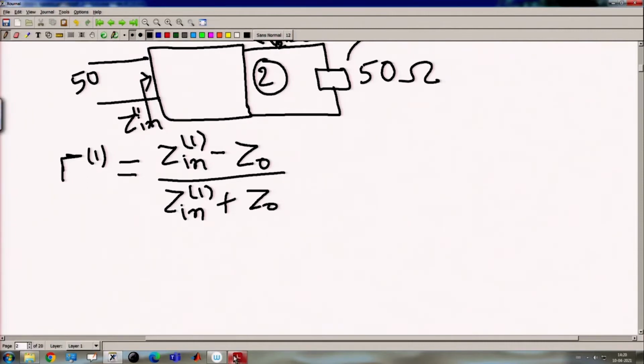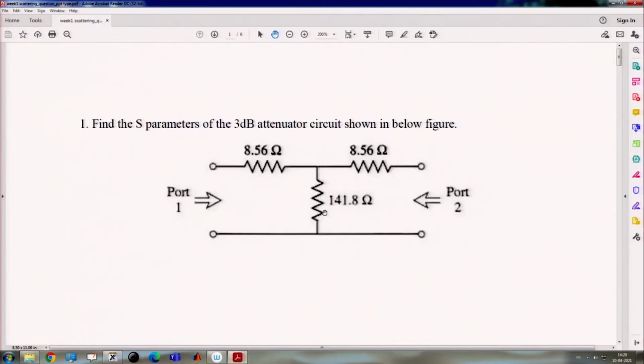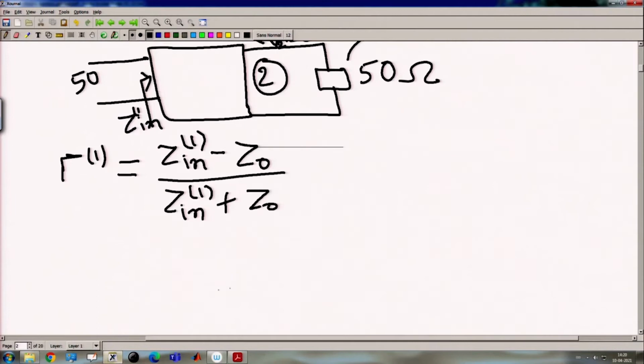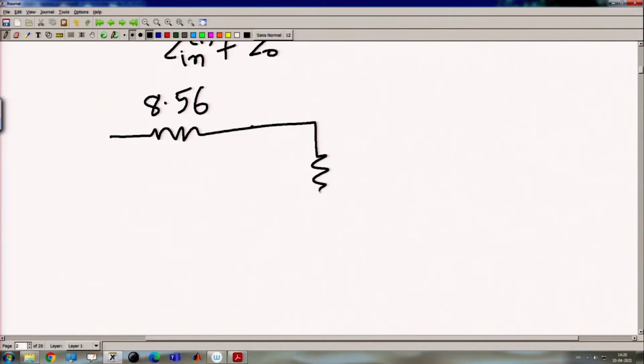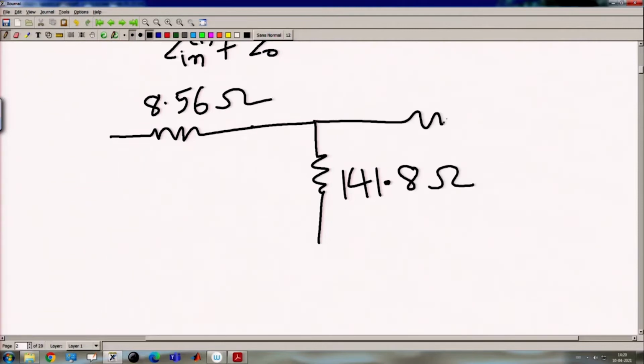Now, we can come to the problem. So, our problem is now to find out the S11, and we have to terminate port 2 with 50 ohm. So, port 2 will be connected through the 50 ohm. Now that circuit will be like this. So, this will be 8.56. Now, first we have to find out this Z in 1, this will be 141.8 ohm, and after this it is also 8.56.